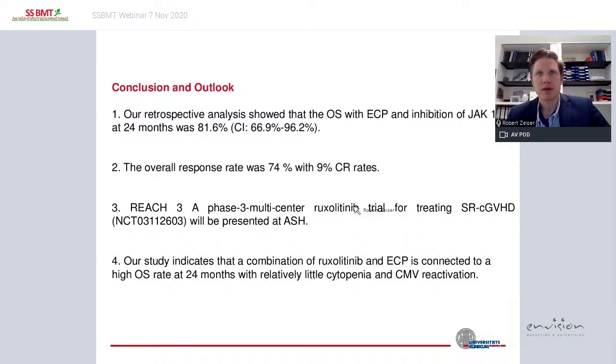Our study indicated that the combination of ruxolitinib and ECP can lead to high overall response and overall survival rate, relatively little cytopenia and CMV reactivation, and some responses that go beyond the activity of ruxolitinib alone. So with that, I'm at the end of my presentation. I thank you for your attention, and I'll be very happy to take any questions.